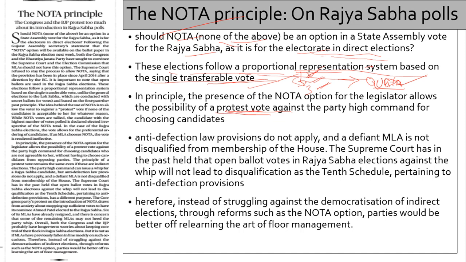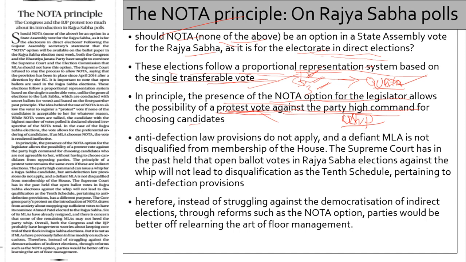So in this Rajya Sabha election, if the MLA chooses NOTA, then the vote cast will be ineffective. Fine. And even this article tries to say that in principle, the presence of the NOTA option allows the possibility of a protest vote, which I told you, and it sometimes goes against the party's whip, that is, against the party's command, for choosing candidates who are not agreeable to them. Fine. See guys, for instance, take an example of Congress. Congress may ask their party representatives, their party's MLAs of the Legislative Council, to choose a candidate in the Rajya Sabha election. But because of the prevalence of NOTA, they may go against their party decision.